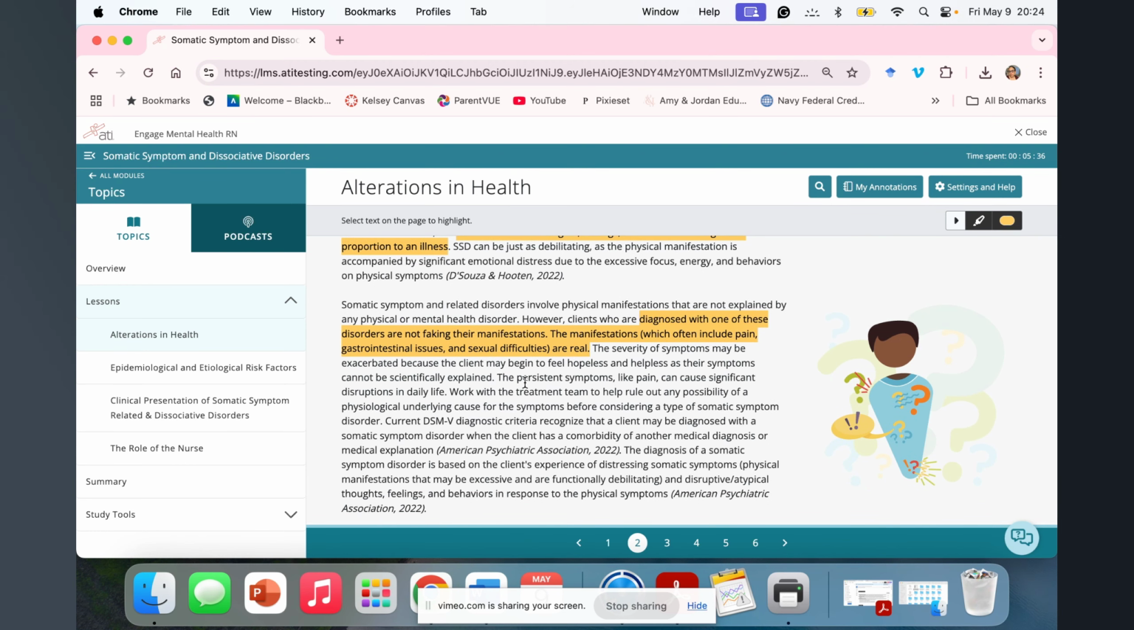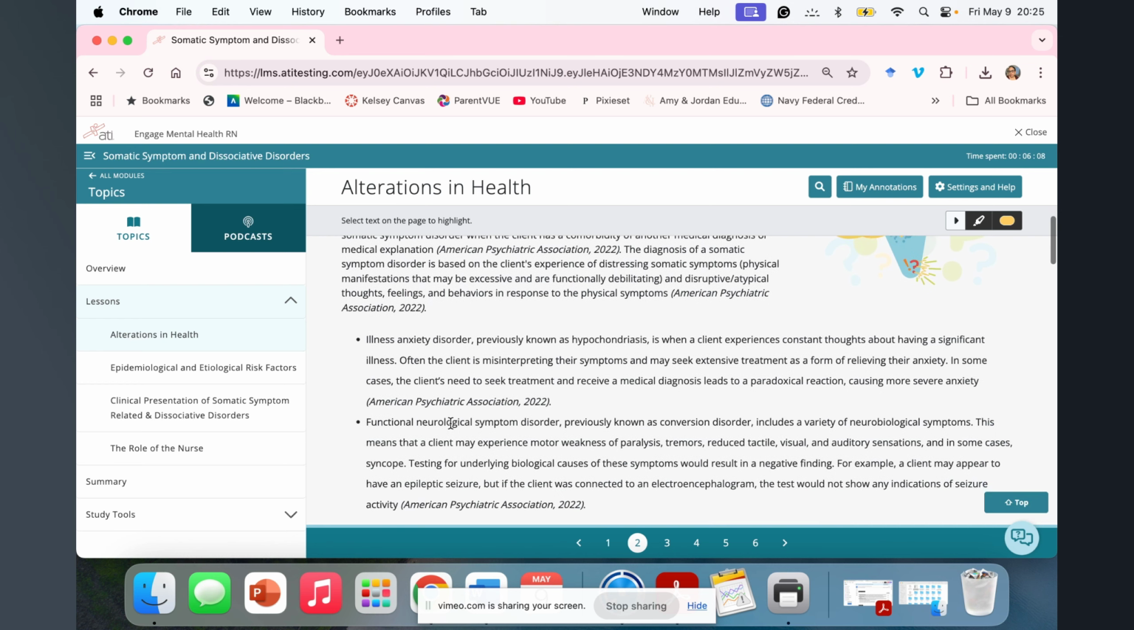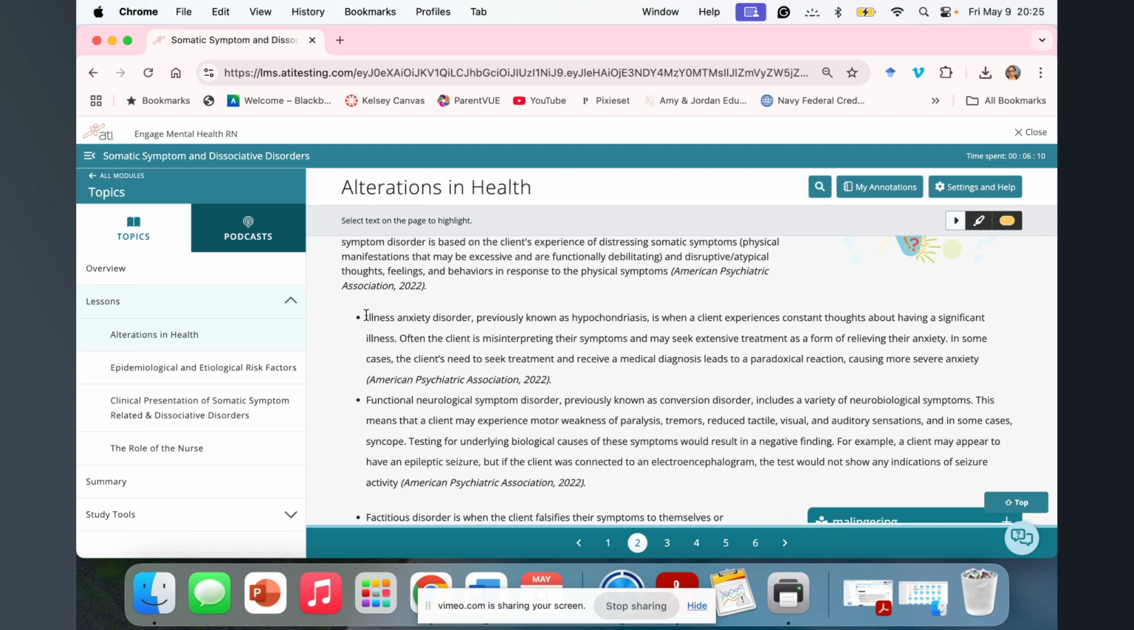Persistent symptoms like pain can cause disruptions in daily life. We do need to always make sure that we're working with the treatment team to rule out any possibility of a psychological cause for the symptom before considering somatic symptom disorders. So let's figure out, is there an anxiety issue? Is there a depression issue? Is there something else going on? I mean, there are numerous things that could be going on. Okay. A couple of others that ATI talks about is illness anxiety disorder.